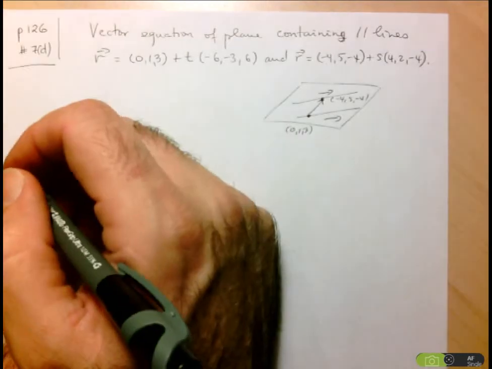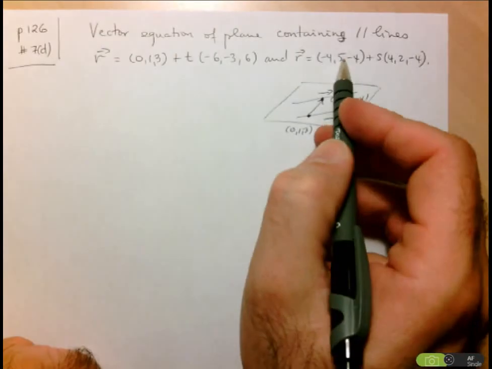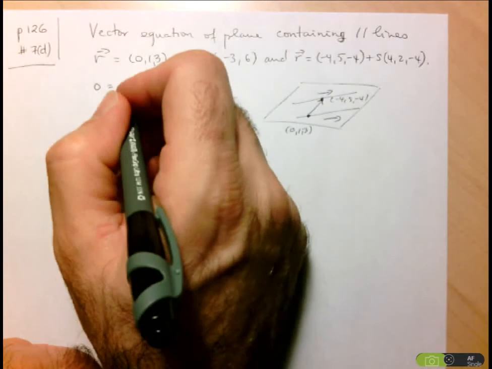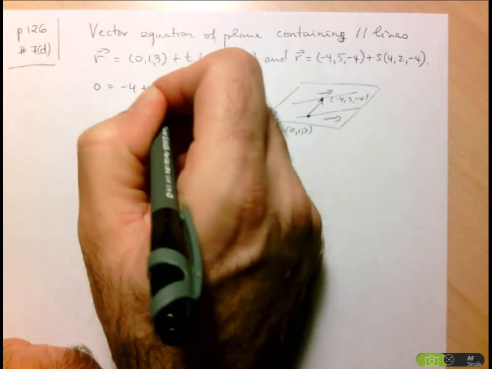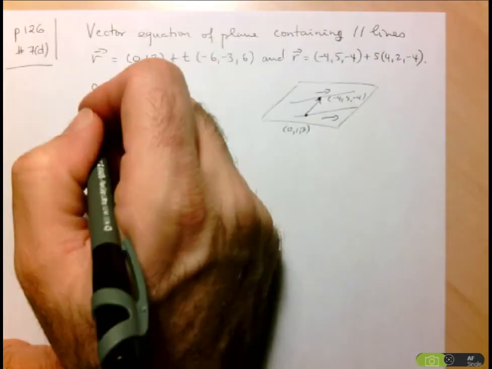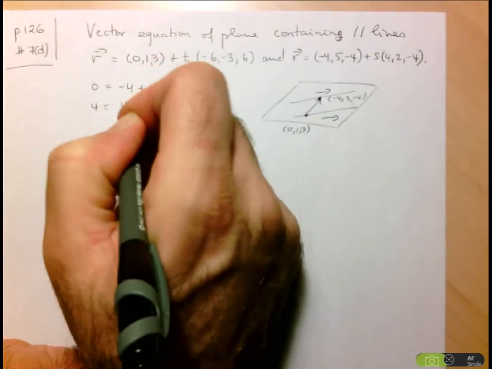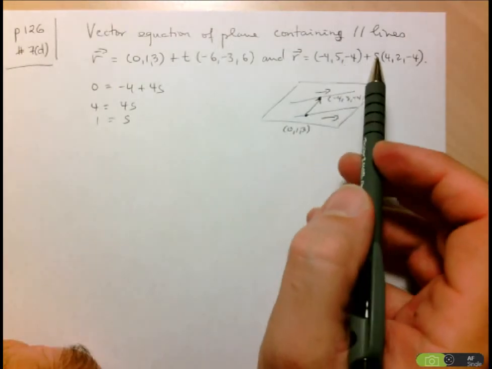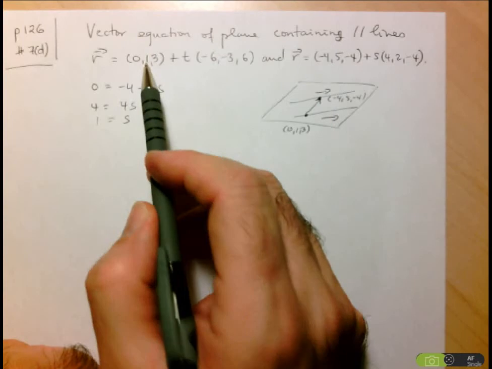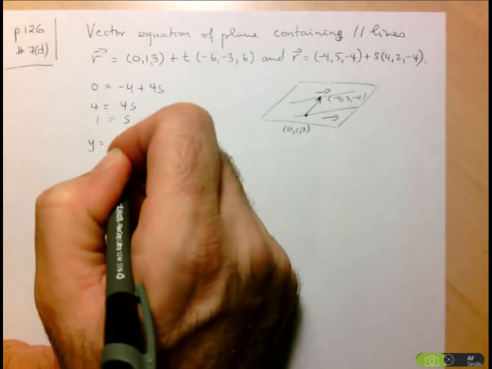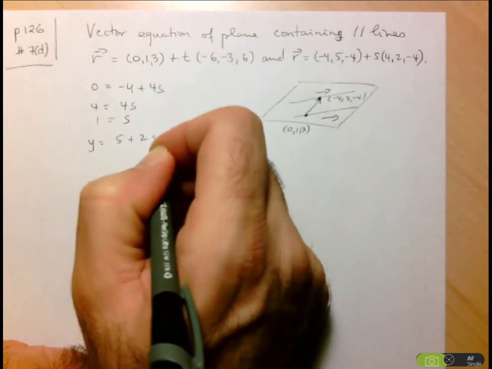Let me see whether the point 0, 1, 3 is on that line there. I need the x component 0 to be able to be written as -4 plus 4s. So I just took the x component from that equation. That gives me 4 equals 4s, so s would have to be equal to 1. Now let's see if s equals 1 produces a y value of 1. Here we'll take the y value, which is 5 plus 2s.